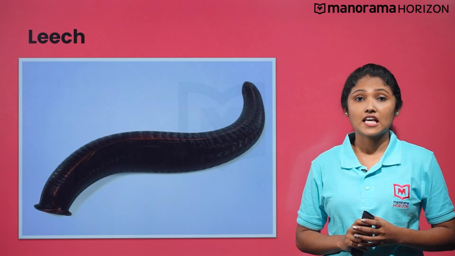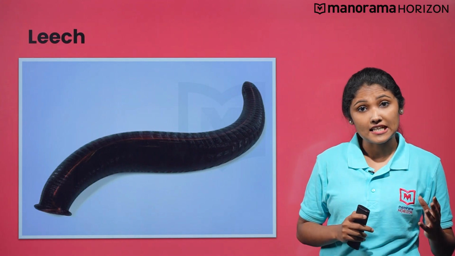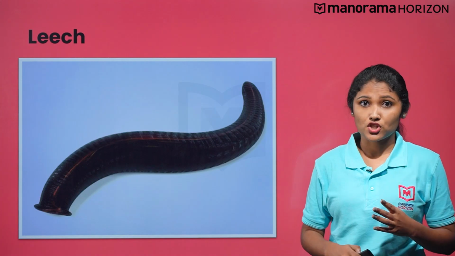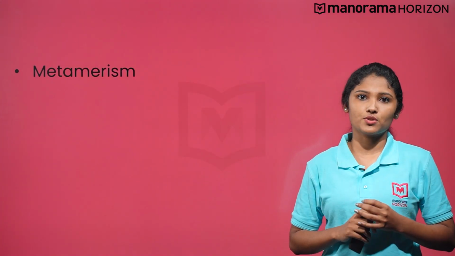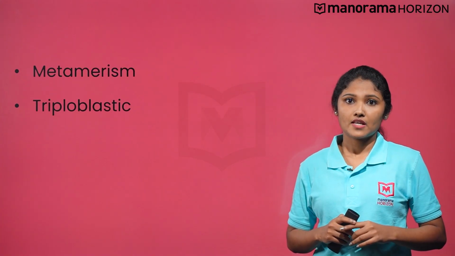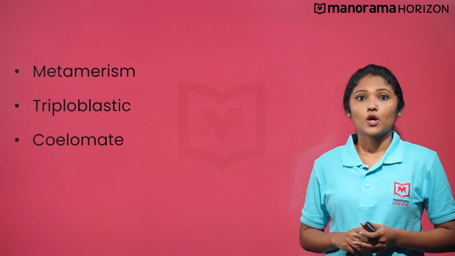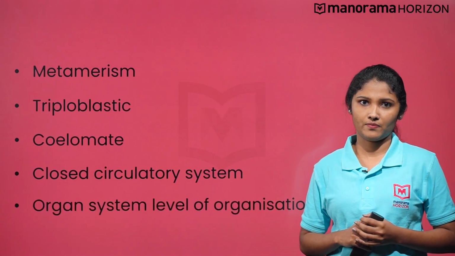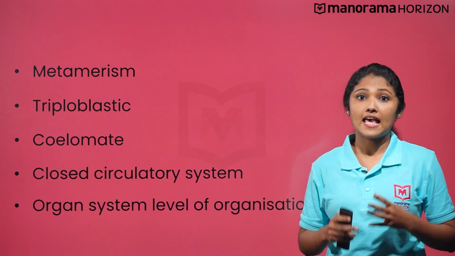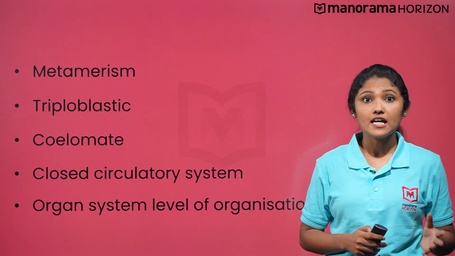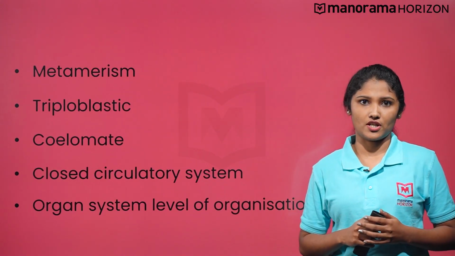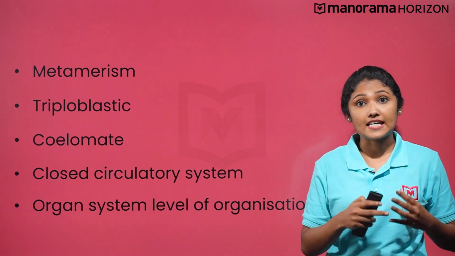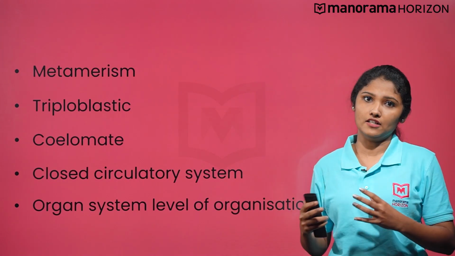Here you can see that the body of the annelid is internally and externally divided into segments, so we can say that they show metamerism. In addition to that, they are bilateral, triploblastic, coelomate with a closed circulatory system and organ system level of organization. Longitudinal and circular muscles help in locomotion. Nephridia help in osmoregulation and excretion. And the neural system of annelids consists of paired ganglia connected to the nerve cord by lateral nerves.